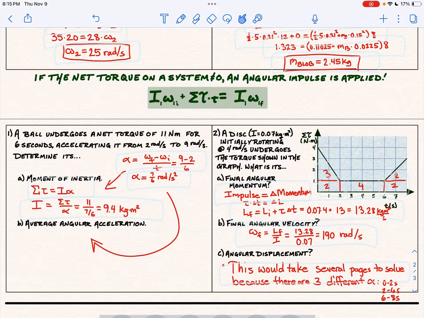In an algebra-based physics class, you will never see this question. The reason why is a changing acceleration means you have to integrate. You have to use calculus. And since we aren't allowed to use calculus in this class, you will never see this on a test, and you will never see this on the AP exam. So if you want to do this question fully, please take a calculus-based physics course.